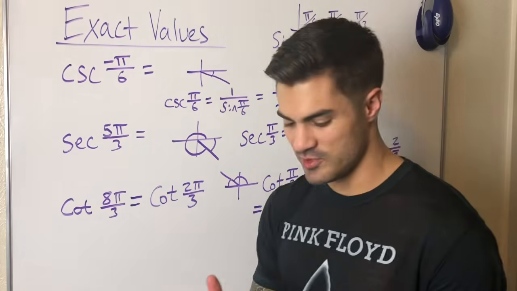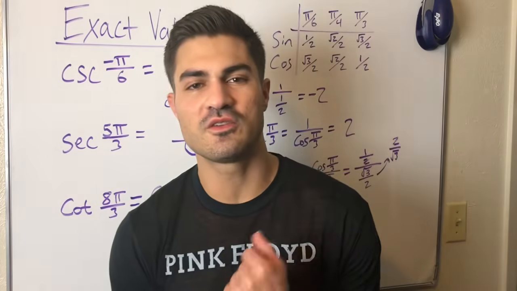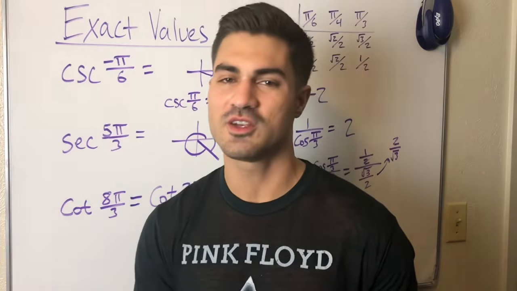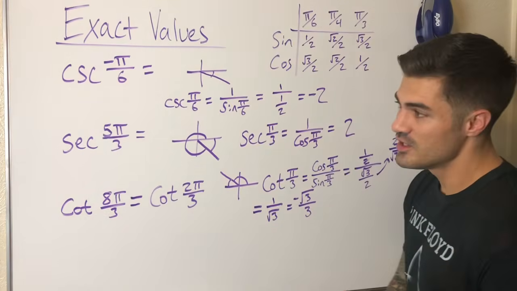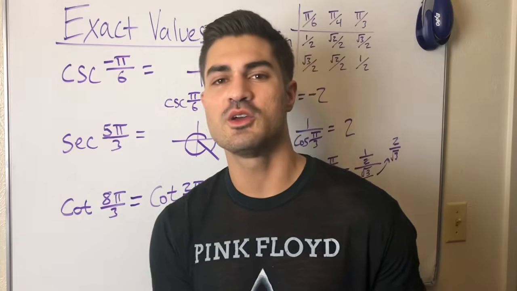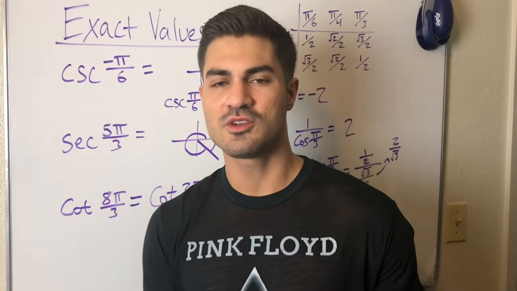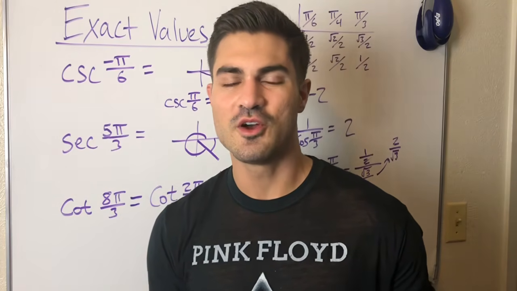Alright, there's a bunch of examples of finding exact values of different trig functions. Hopefully this helps. You don't have to memorize too much. I just memorize a few things. You do have to remember some basic identities. You have to know how reference angles work, coterminal angles, all that stuff. So hopefully this video helps.